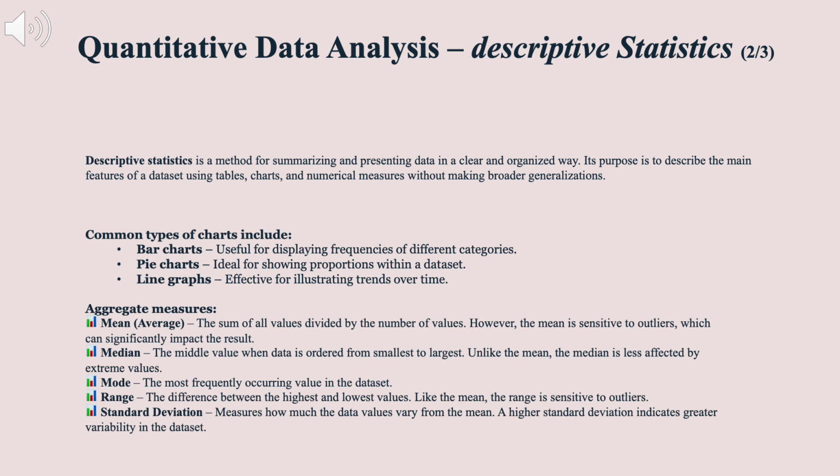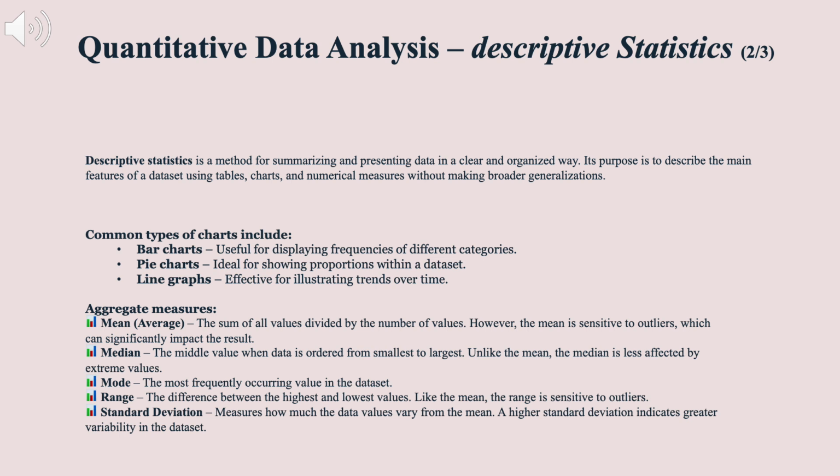Bar charts are useful for displaying frequencies of different categories. Pie charts are ideal for showing proportions within a dataset. And line graphs are effective for illustrating trends over time. In addition to visual representations, data can also be summarized using aggregate measures. The mean, also known as the average, is calculated by summing all values and dividing by the total number of values. However, the mean is sensitive to outliers, which can significantly impact the result. The median is the middle value when data is arranged from smallest to largest, and unlike the mean, it is less affected by extreme values.